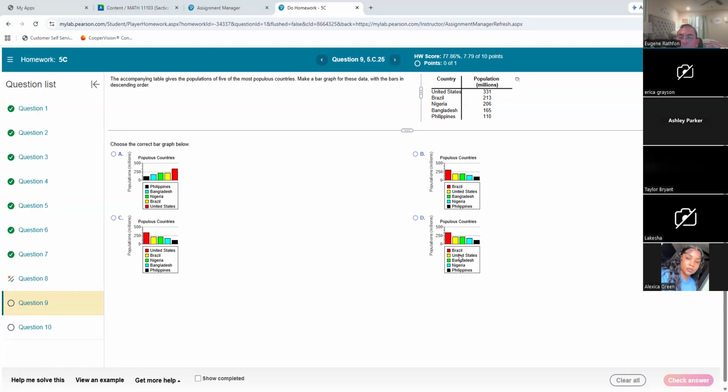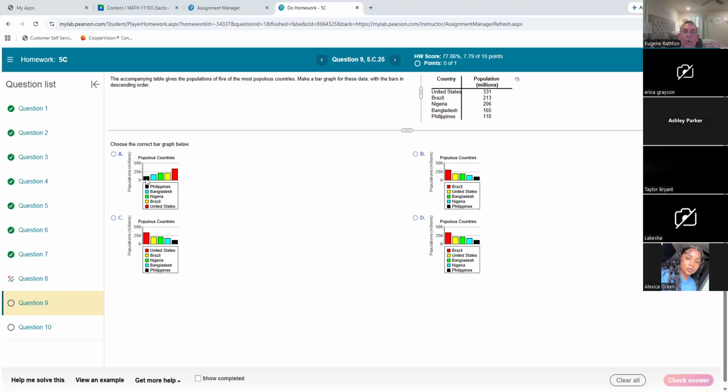And then y'all, what do we got on the bottom one? They got Brazil as the tallest. And notice how they want the bars in descending order. So what they mean by descending order, they want the largest and then go down to the smallest from left to right.